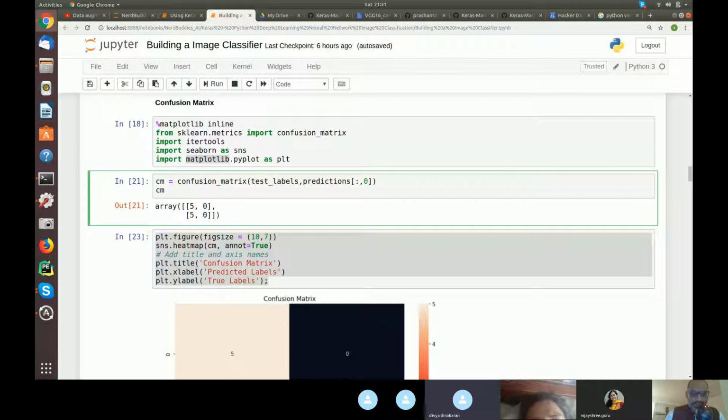So now we create a confusion matrix using the test labels and the predictions.